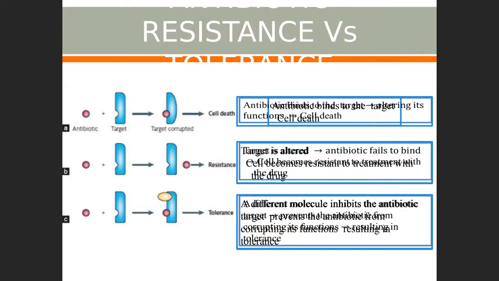So this is the difference between resistance and tolerance. Now we have seen about the antibiotics, what are the types, what are the mechanisms, etc. Then we have seen the problems of resistance. Then we have seen what is the basic mechanism by which the bacteria actually develops resistance. Now what can be done to prevent this resistance? How are we going to prevent the resistance? Or how are we going to control the antibiotic resistance?